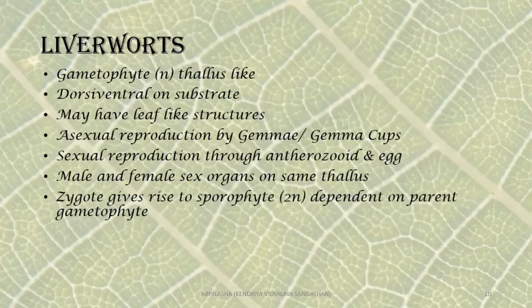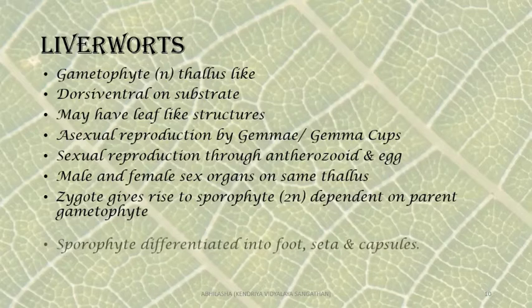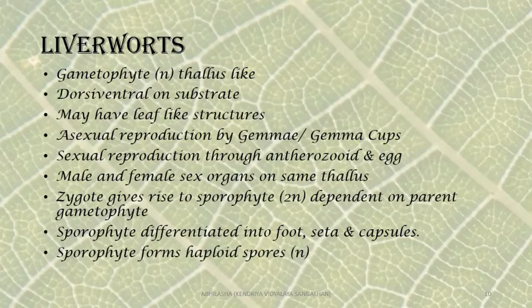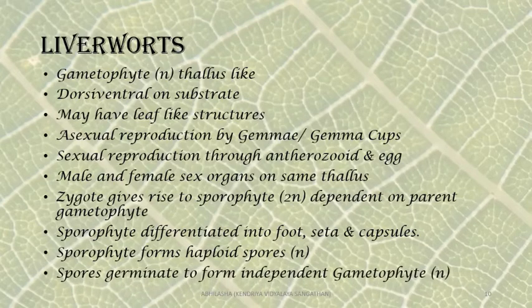The zygote formed will give rise to a diploid sporophyte, which is dependent upon the parent gametophyte, and this sporophyte is differentiated into foot, seta and capsules. This sporophyte will form haploid spores after reduction division, and these spores will germinate to form independent gametophyte. So the gametophyte is reclaimed back.